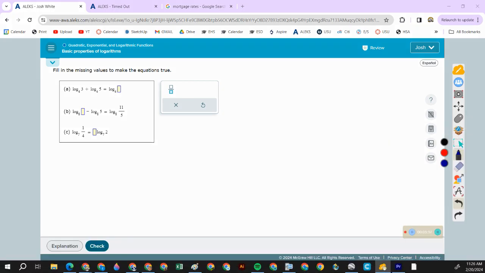Here we're going to put them together. So log base 4 of 3 times 5 equals log base 4 of the missing number. So that's just going to be 15. Okay, so this 11 is on top. And then what exponent can we put on the 2 so that the 2 equals 1/4? It would be negative 2. So negative 2 down here would make a negative 2 down there, which is where the 1/4 comes from.